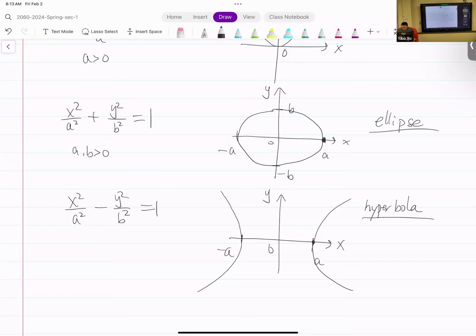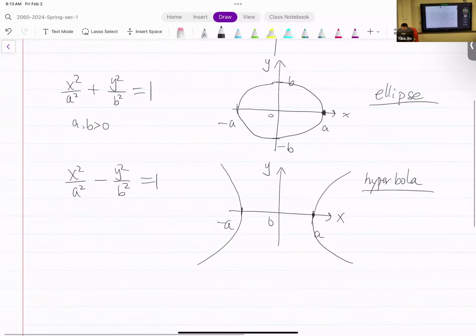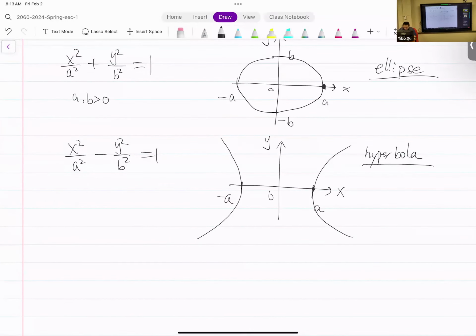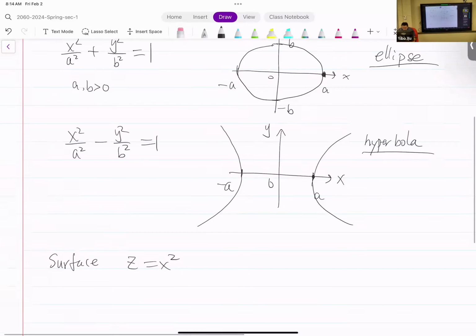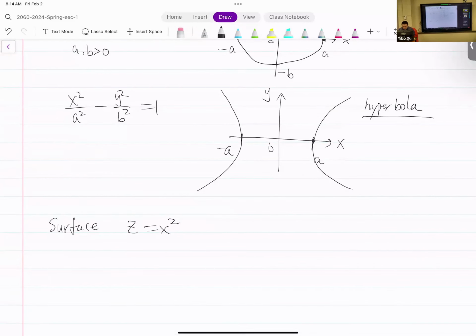Those are just quadratic curves. Now, what about a surface? Now we move into 3D. Let's talk about the one that's relatively simple. Let's say z equals x squared. We mentioned that for a surface in 3D, you always have one equation. One equation defines your surface. If you have two, possibly it's an intersection of two surfaces. A surface needs to be one equation, and sometimes one equation doesn't even define anything.